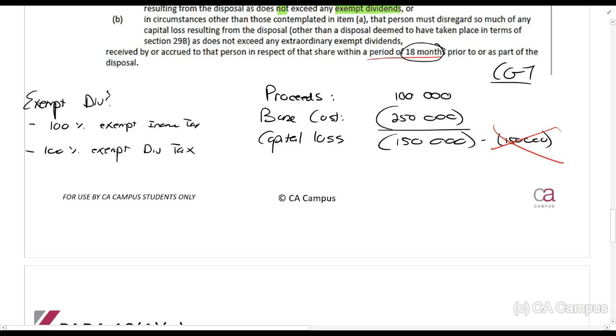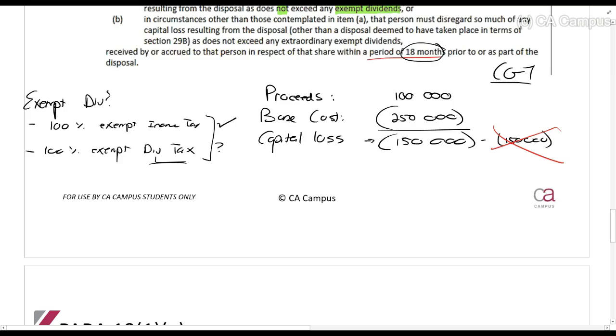So this is the question you have to ask yourself. Was it 100% exempt for dividends tax? That will usually be the case. And was it 100% exempt for income tax? And was it 100% exempt for dividends tax? That is the big question. Here you would usually look at who is the shareholder. If the shareholder is a natural person, then there was dividends tax, so it's not exempt. But if it's a company, it would be. So just bear with me for now.